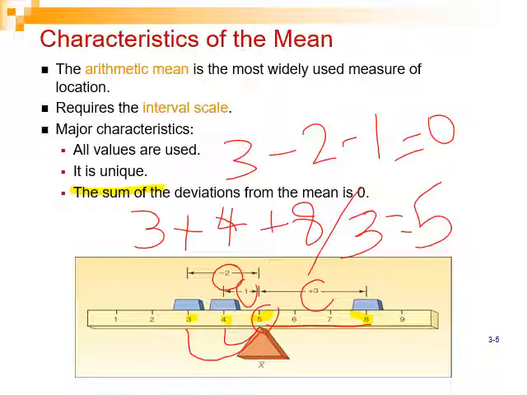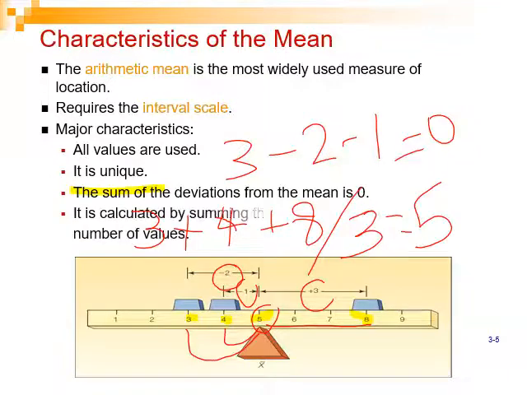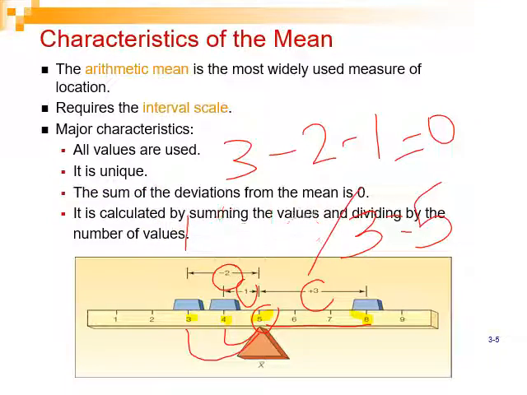I mean that the points are at a distance from the mean, and if we add these deviations together, they all sum to 0. This is what is meant by the sum of deviations from the mean equal to 0. And finally, another characteristic of the arithmetic mean is that it's calculated by summing all the values and dividing by the number of the values. That's of course what we already did to get the mean equal to 5.